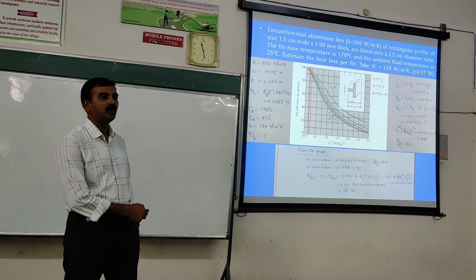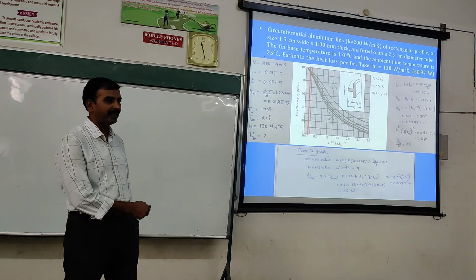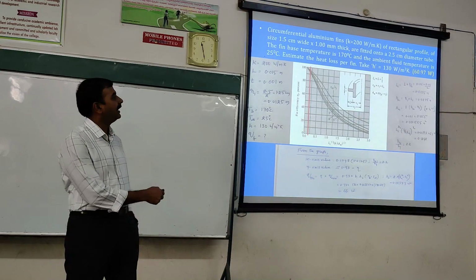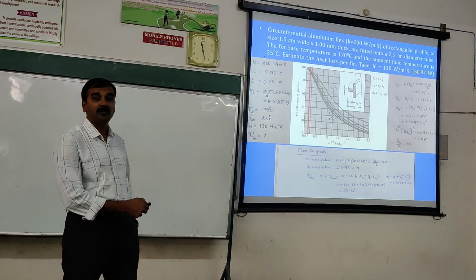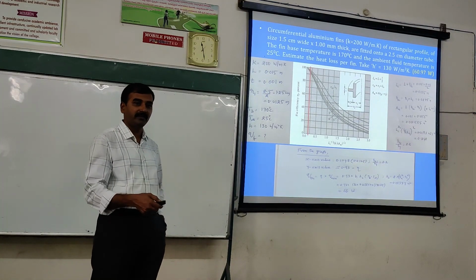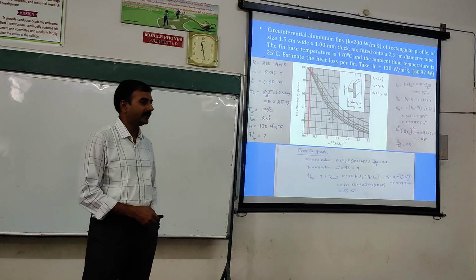So now let's fix this. When you do it using your own data, you should have a pencil and a scale, and roughly, very lightly mark it. Don't use a pen, because the same data book is to be used by some other student in the examination.